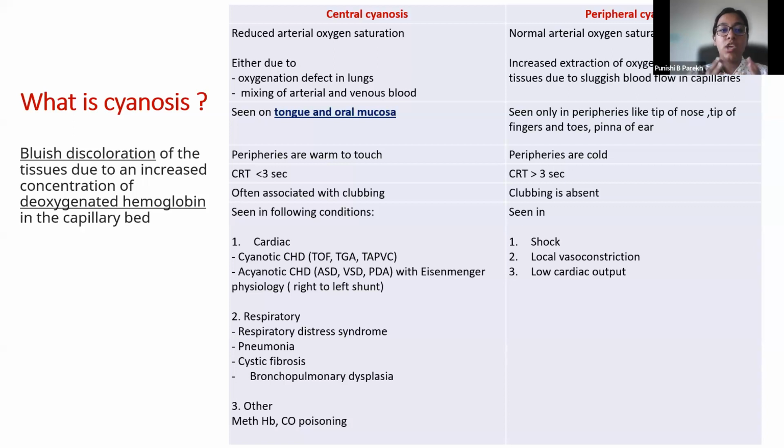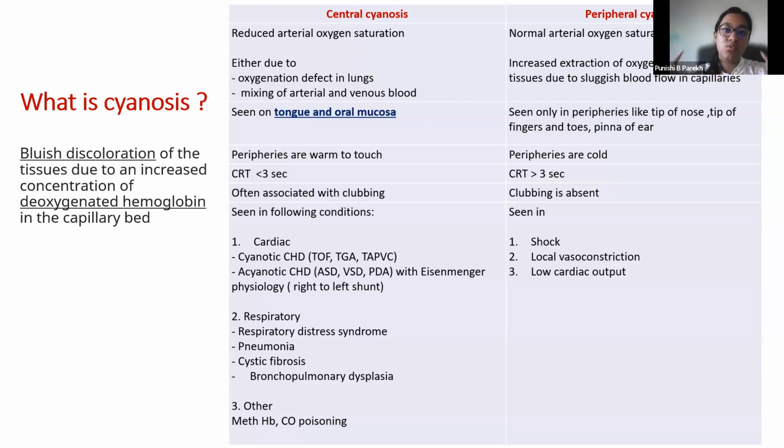And common conditions where you will see central cyanosis could be categorized as cardiac, respiratory, or others. So in cardiac, you can have it most commonly in cyanotic CHD, so your T series. Another common cardiac condition where you can see central cyanosis is when you have acyanotic CHDs with Eisenmengerization. What is Eisenmengerization? Initially in a VSD, like we discussed, you will have a left to right shunt. But when you have a long-standing untreated ventricular septal defect and the pressure hemodynamics change, the shunt starts flowing from right to left.